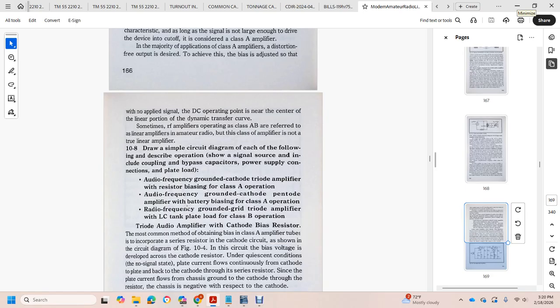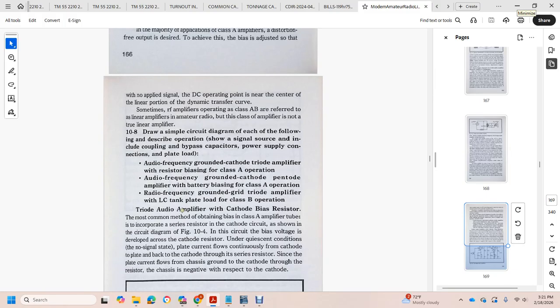10.8. Draw a simple circuit diagram for each of the following, describing the operation and showing the signal source, including coupling and bypass capacitors, power supply connection, and plate load: an audio frequency grounded cathode triode amplifier with resistor bias, class A operation; an audio frequency grounded cathode pentode amplifier with battery bias, class A operation; a radio frequency grounded grid triode amplifier with inductor-capacitor tank plate load, class B operation; and a triode audio amplifier with cathode bias resistor.